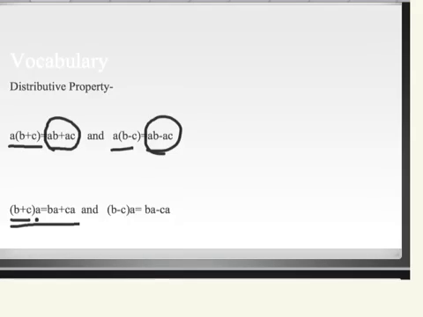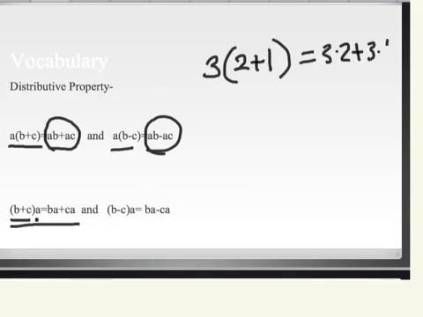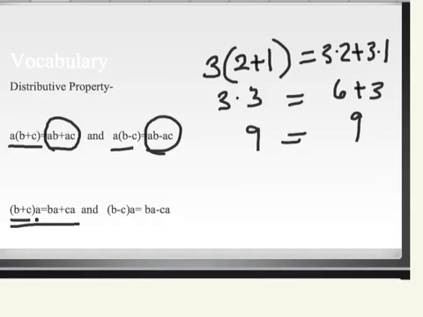So a couple of examples would be if I had 3 times 2 plus 1, that should still be equal to 3 times 2 plus 3 times 1. 3 times 2 is 6 plus 3 is 9. Most of you probably would have just taken the 2 plus 1, got a 3, and then 3 times 3 got 9. And you realize we get the same thing. And you can feel free to go ahead and just apply this property anytime you have this situation.